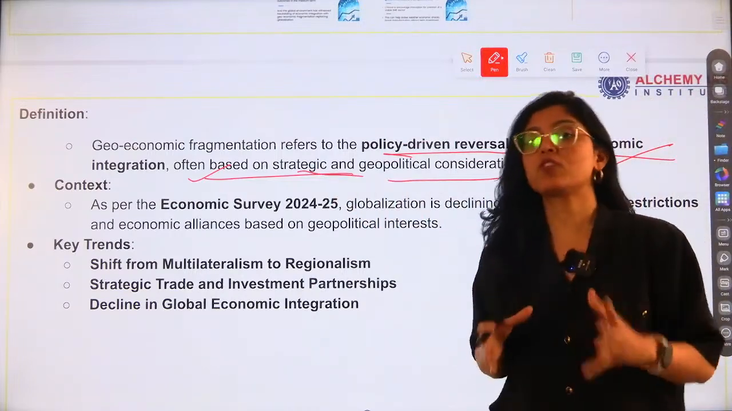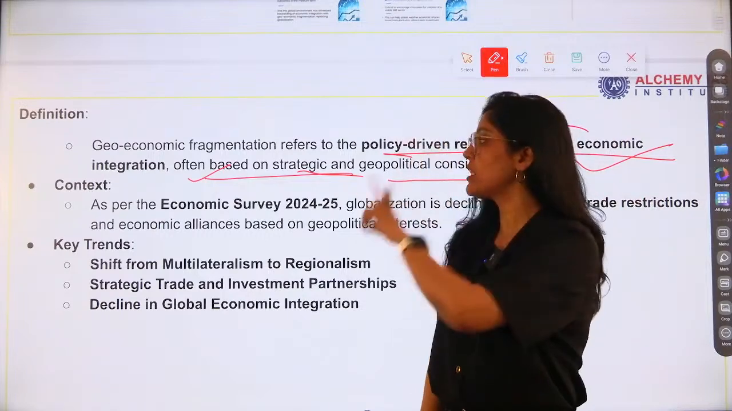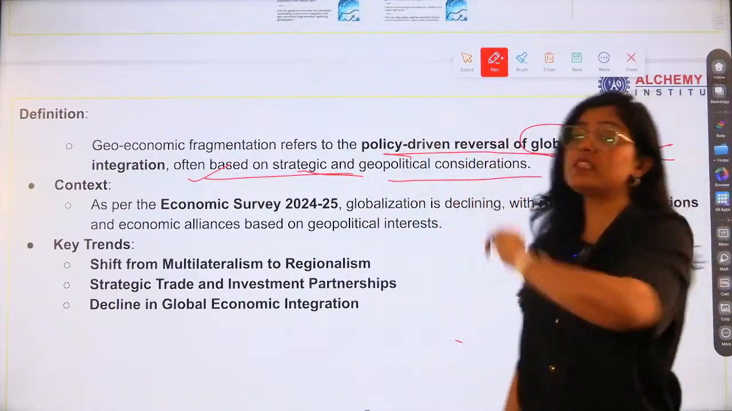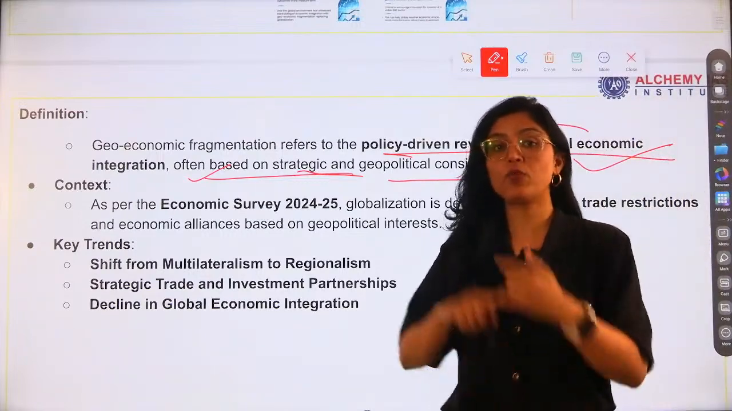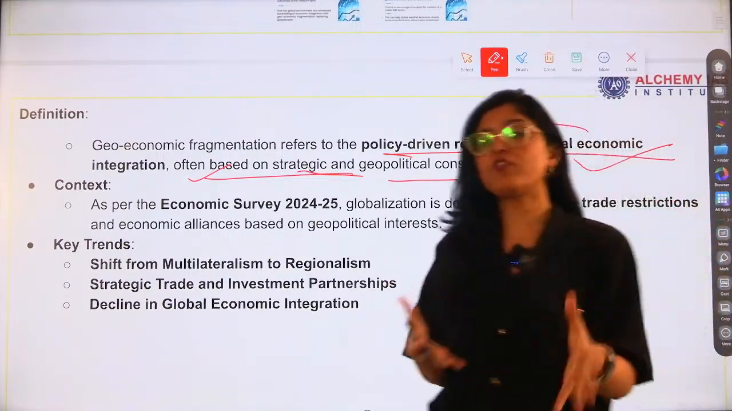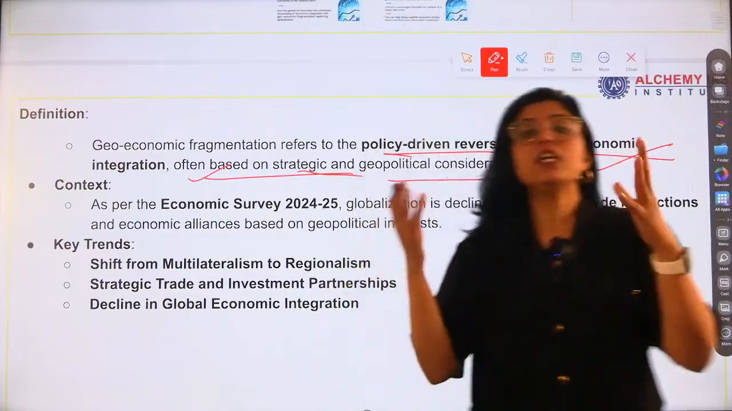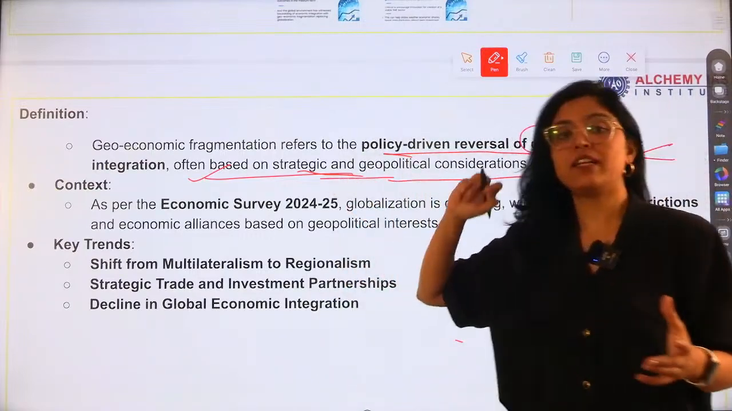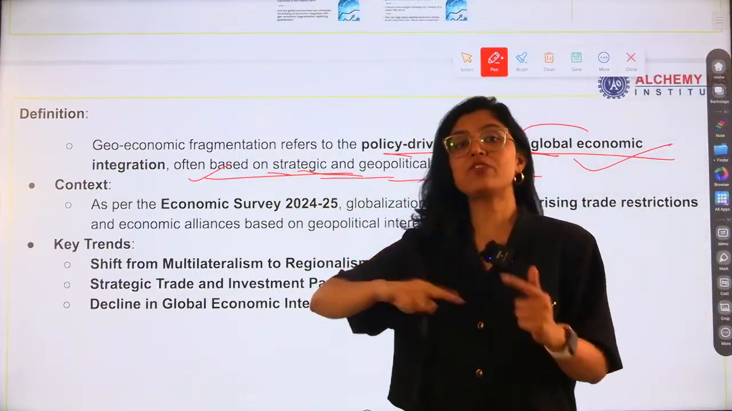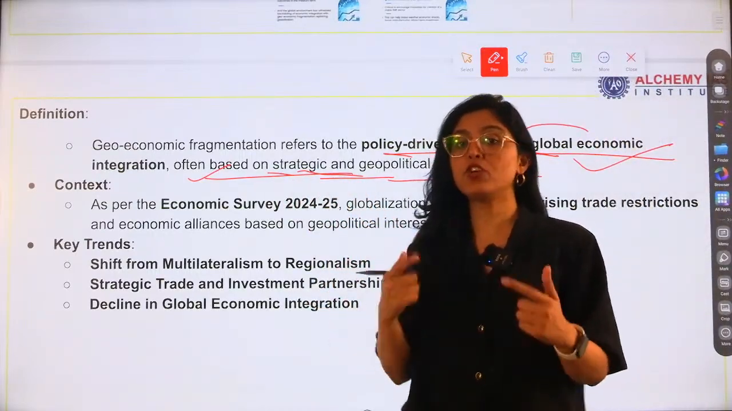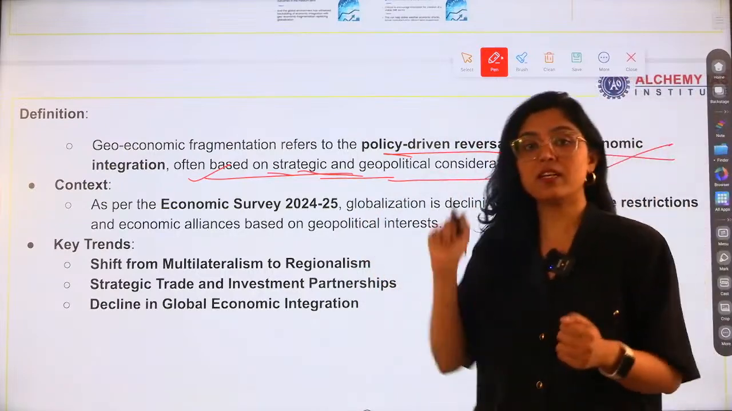Now, what is the basis of geo-economic fragmentation? These two factors play a role. First is the strategic factor. Second is the geopolitical factor. Very, very important. After 2020, we have seen that so many crises are there at the global level, domestic level also. So it is a strategically motivated, geopolitically motivated step.